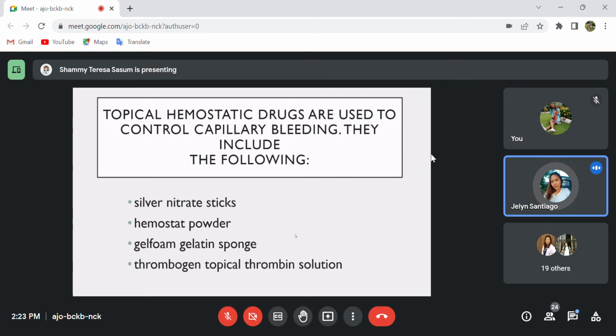The topical hemostatic drugs are used to control capillary bleeding. Yung capillary bleeding, yun yung mga less serious than other forms of bleeding, or yun yung mga minor bleeding. The topical hemostatic drugs include the following, which is yung silver nitrate stick, hemostat powder, gelfoam gelatin sponge, and Thrombogen topical thrombin solution.